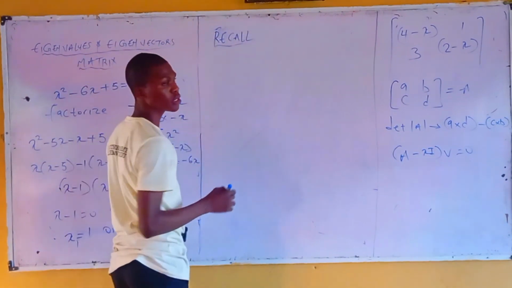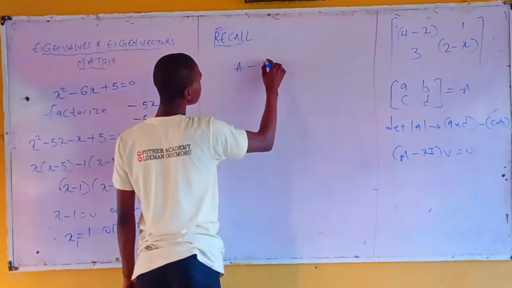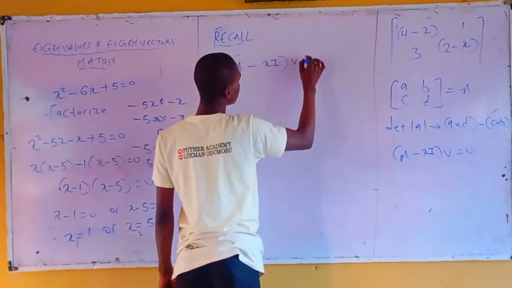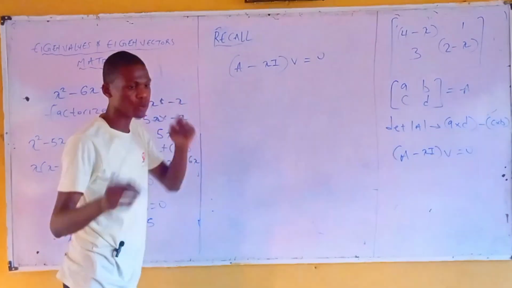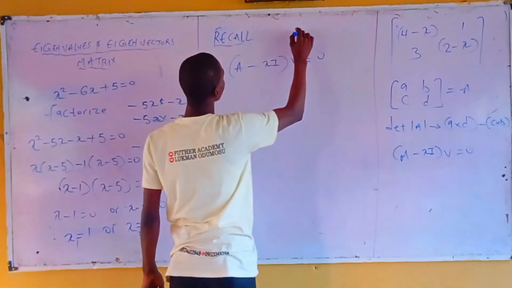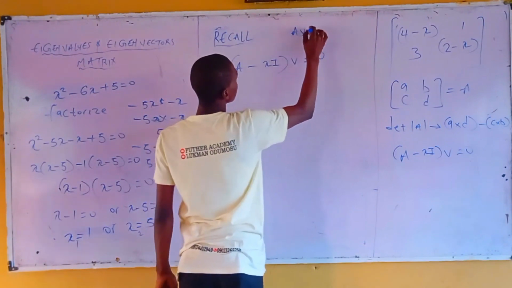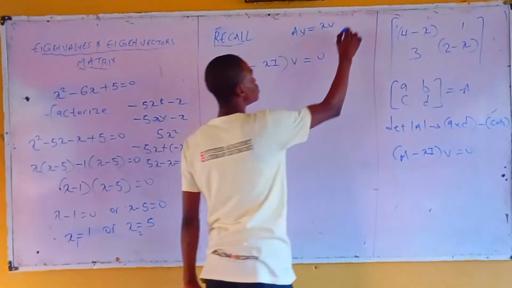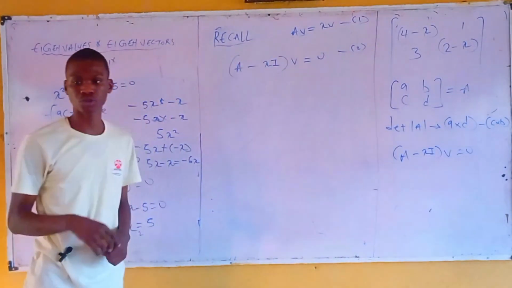What was our equation 3? Our equation 3 says that A minus lambda I, then what do you have here? B equals 0. Before we got this equation, we had this initial equation, which is what? A V equals lambda V. So it's either you use this or you use this to compute your eigenvector.